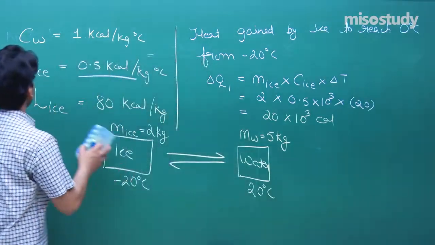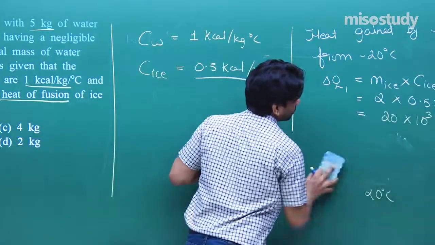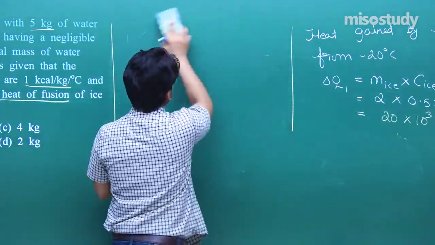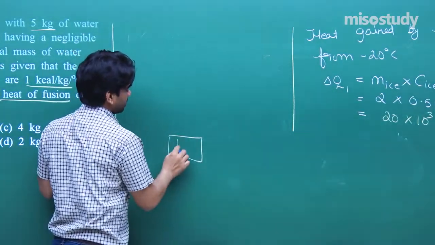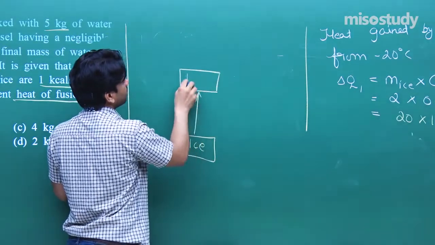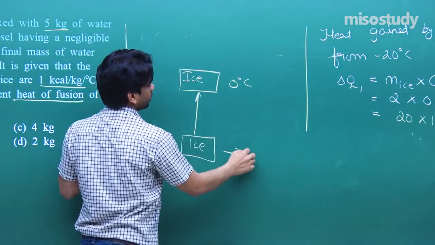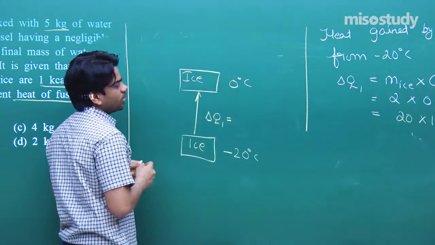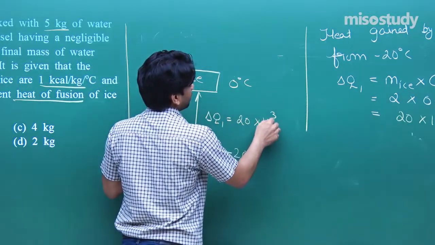For systematic conversion, I will also mention here each step that has taken place. So, we have ice, its temperature has been raised to ice at 0 degree Celsius. During this process the heat energy that we have actually supplied to it was 20 into 10 to the power 3 calorie.